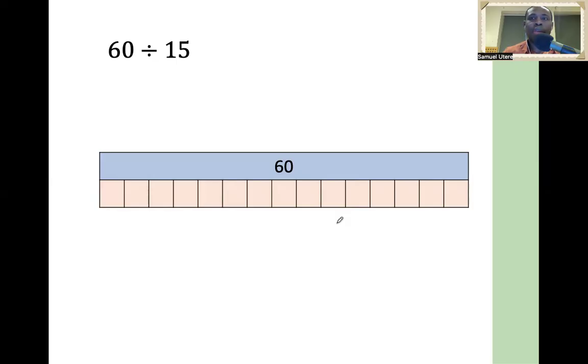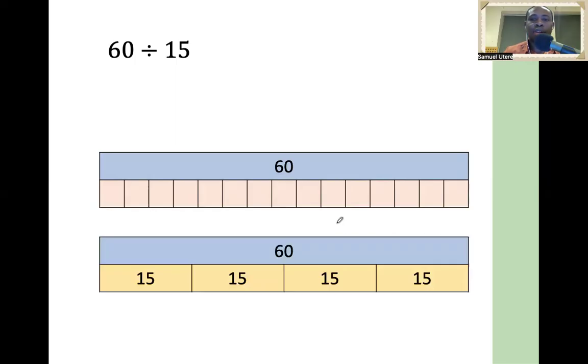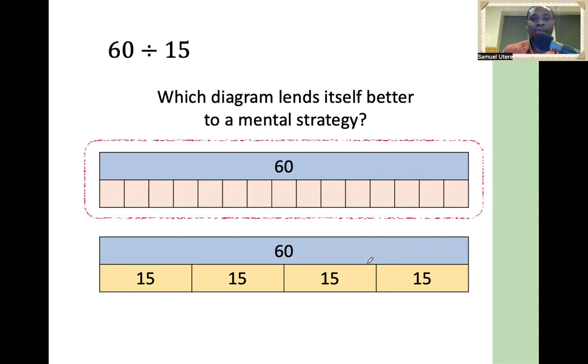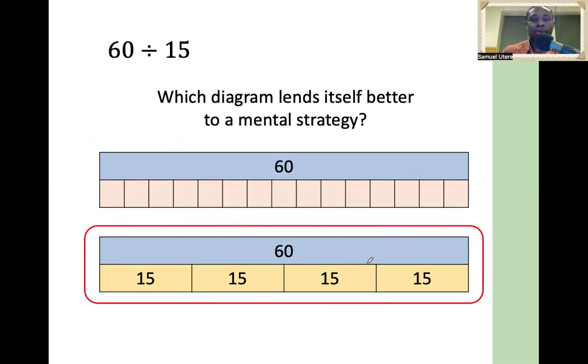So you're thinking, how many lots of 15 can you get from 60? That's another way of thinking about it. So if we do that, we can use this mental method below, this block model or this bar model, to do the division. So thinking about how many lots of 15 you can get from 60 can be a useful mental strategy. So in this case, our answer is 4. So I prefer this one.